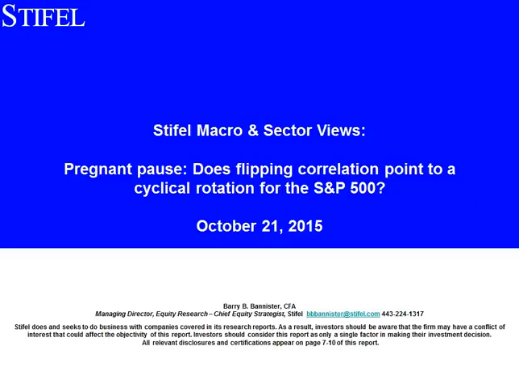Our note is called Pregnant Pause. Does flipping correlation point to a cyclical rotation for the S&P 500? The issue that I believe we face is that we either get global reflationary traction or bust. The S&P 500 has no upside without global GDP, and in this note I will try to illustrate why that might happen, global GDP, and what it would mean as far as equity investing.